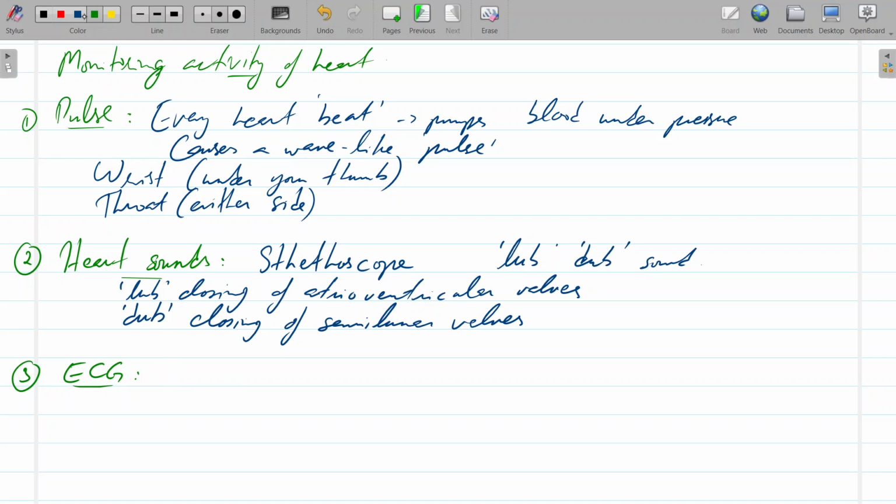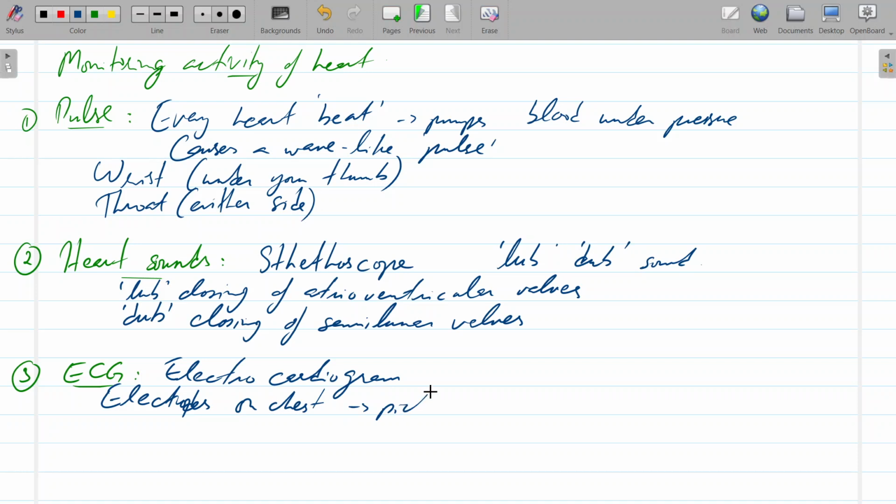and ECG stands for electrocardiogram. And what they do is they attach electrodes to the chest, and they pick up the minor current that's produced by the heart in each heartbeat, and that is displayed on a screen.